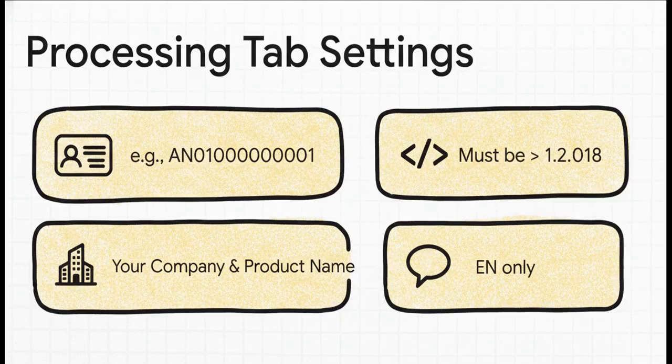First up is the Processing tab. Think of this as filling out your ID card. You'll put in your unique ARIBA network ID, make sure the CXML version is correct, set a user agent, which is really just your company and product name, and pick the language, which for now is English only.